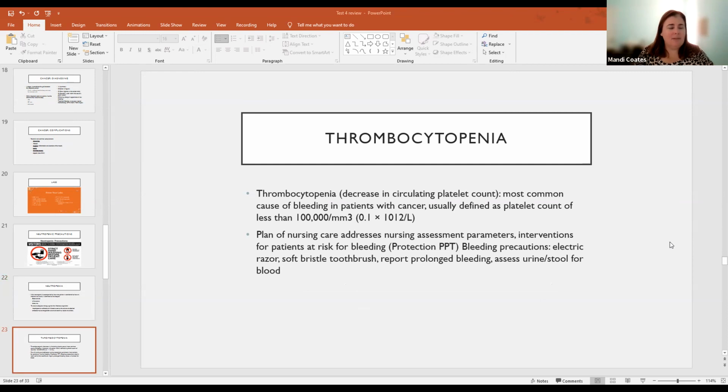Back to neutropenia, not neutropenia, but anemia. If your hemoglobin is less than 7, you're going to think about transfusing. If your platelets are less than 20,000, you're going to think about transfusing. But if their platelets are less than 100,000, they're thrombocytopenic, and we need to do some type of bleeding precautions.